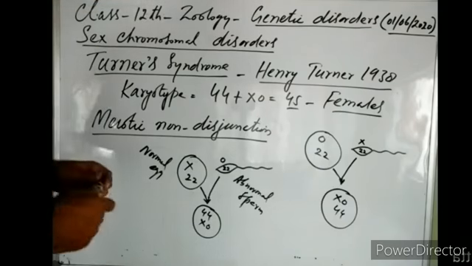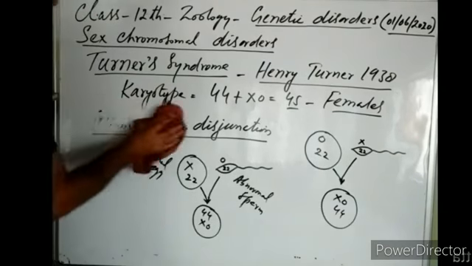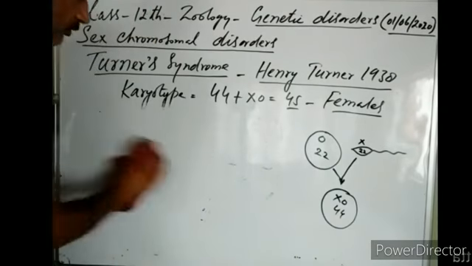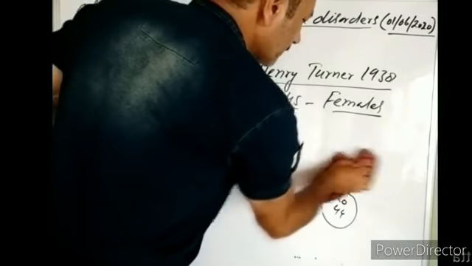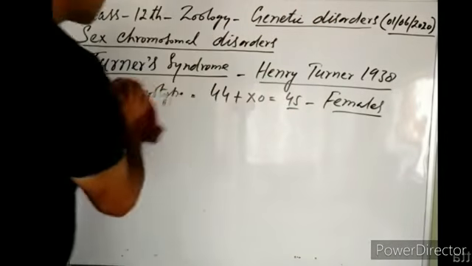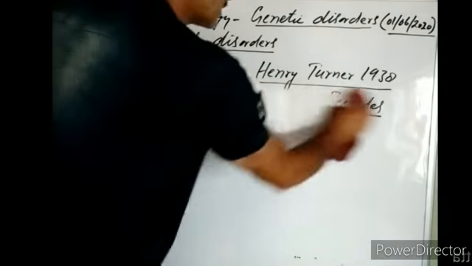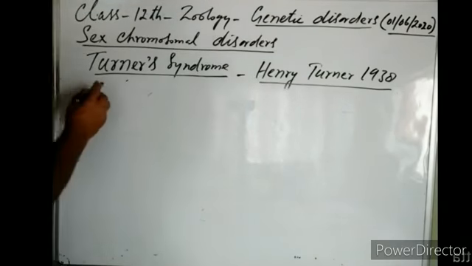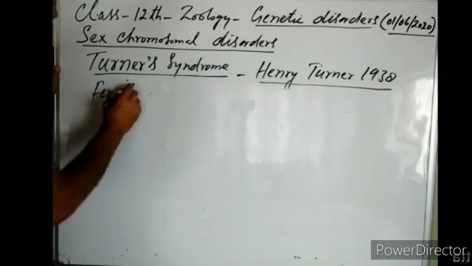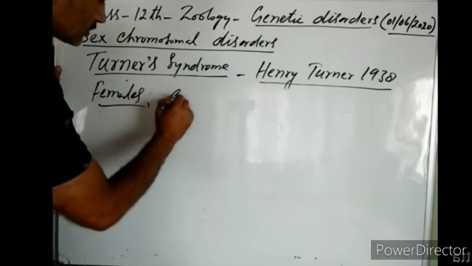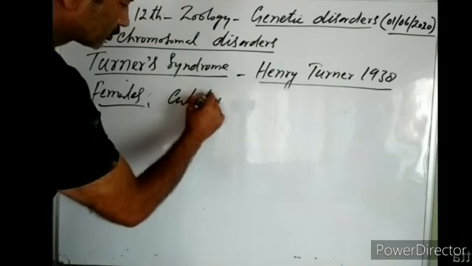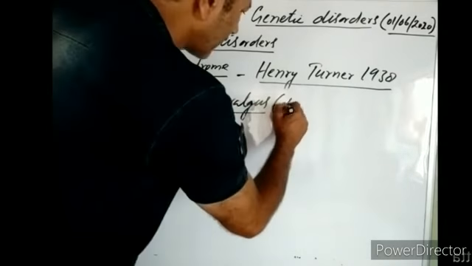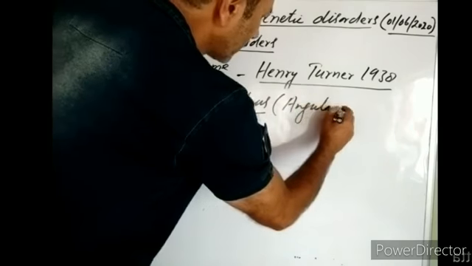So this absence of one sex chromosome in females creates a lot of problems for those females. What are the markers of the disease? What are the stigmata of this disease? This disease is characterized by these females having cubitus valgus. These females have an angular forearm.